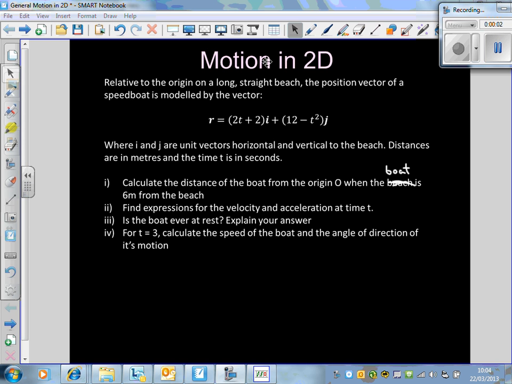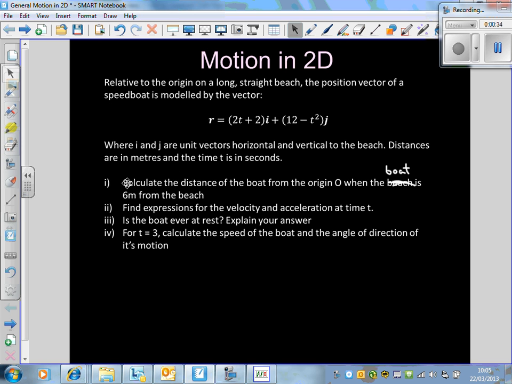Relative to the origin on a long straight beach, the position vector of a speedboat is modelled by the vector r. So in vectors, this is position, basically displacement. The position is 2t plus 2 in the i direction, and 12 minus t squared in the j direction. i and j are unit vectors horizontal and vertical to the beach. Distances are in meters, and time t is in seconds.